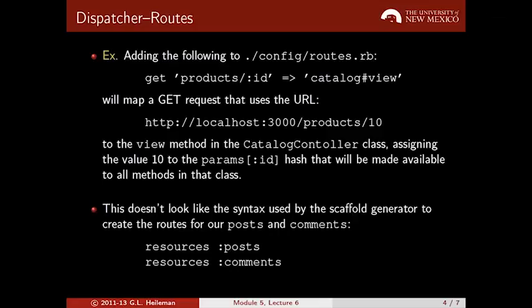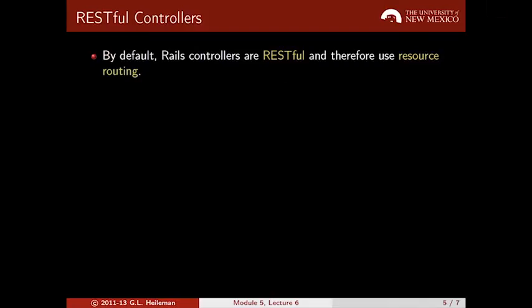Now, if you look inside your routes.rb file, you don't see anything like this GET. You see resources posts and resources comments. It doesn't look like what I just showed you. So what's going on here? Well, let's take a look.